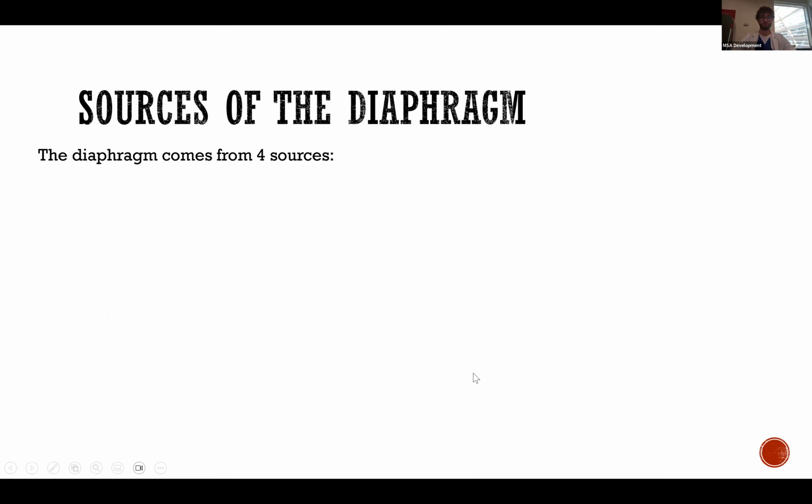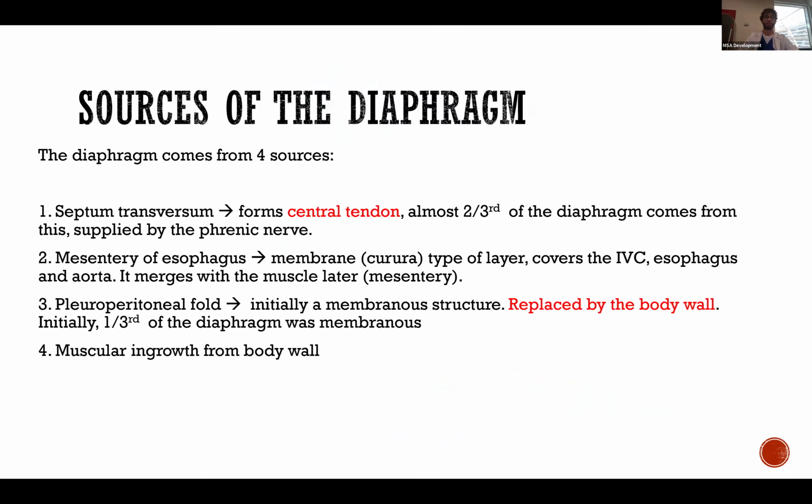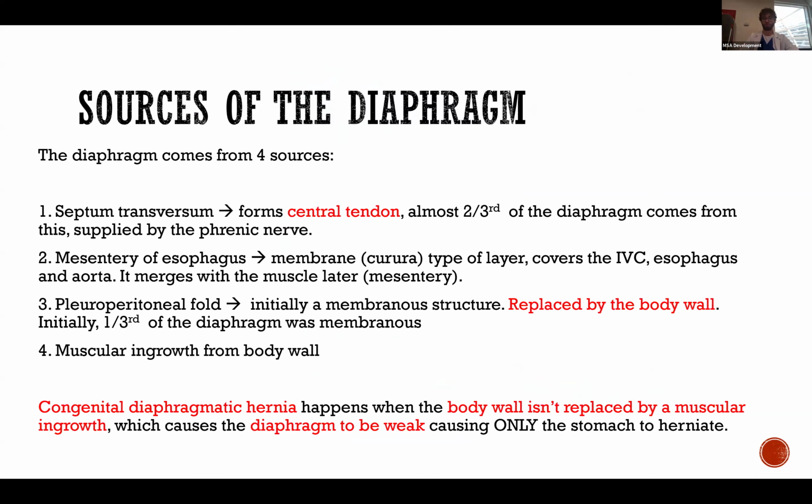I'm going to repeat this just to make sure it's clear. The diaphragm comes from four different things. The septum transversum gives us the central tendon. The mesentery of the esophagus gives us the mesentery. The pleuroperitoneal folds and membranes will give us the body wall. With this body wall, with this membrane, it will change into a muscular structure. If this change from body wall into muscular structure is impaired, it doesn't happen properly, we're going to have congenital diaphragmatic hernia, which, as we said a few slides earlier, is associated with agenesis of the lungs.